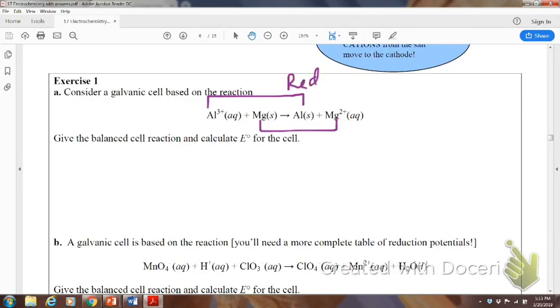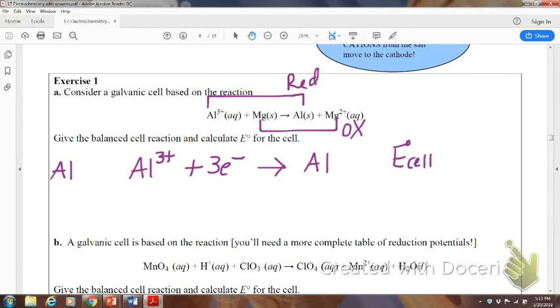Sometimes we have to decide for ourselves based on those values. And then, of course, magnesium is losing electrons, so it's being oxidized. So what we're going to do is we're going to say the aluminum is Al3+. We're going to add 3 electrons to that to go to aluminum. We look up that particular value, and that is going to be reduced, so we'll be able to use it straight off of that table, which is a negative 1.66 volts. So E cell for that one is negative 1.66 volts.